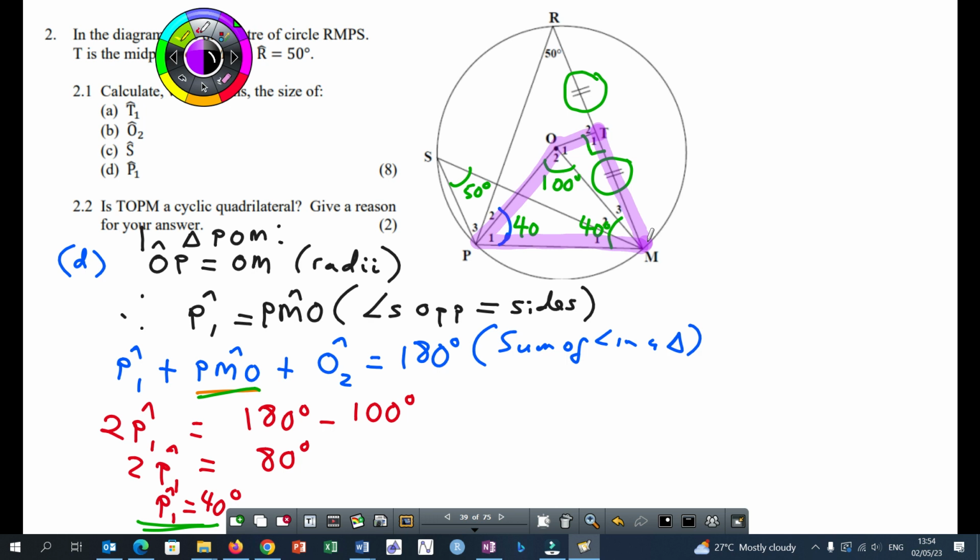OTM and PMT. No. Remember, they're supposed to be opposite angles. So T1 and PMT are not opposite angles of a cyclic quad. You are on track, but you need to identify the correct opposite angles. So it should be T1 plus P1. They don't add up to what? To 180. Are you following that?